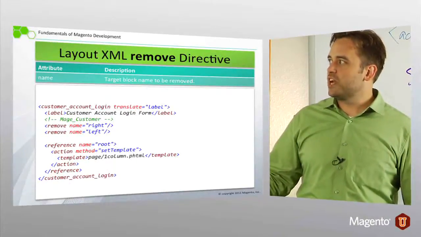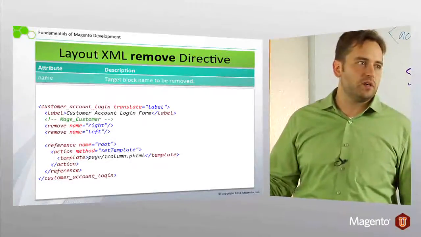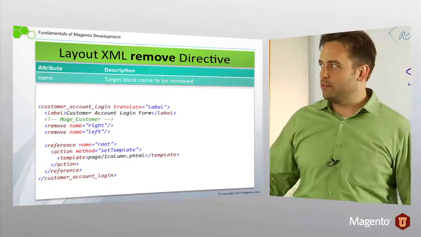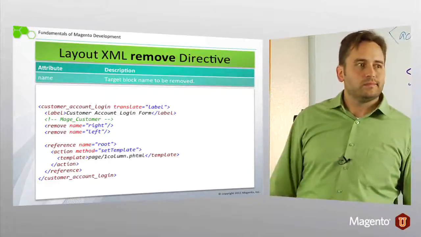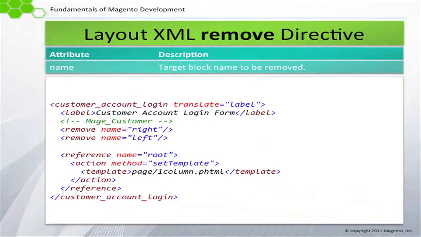But because this is actually declared in customer.xml, in our local.xml, we'd have no way of adding these back for the customer account login route. So if we actually wanted those in there, then we have no choice but to override customer.xml. Because once remove is set, it can't be unset.